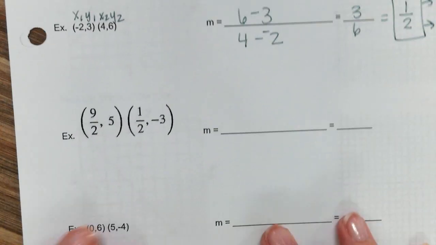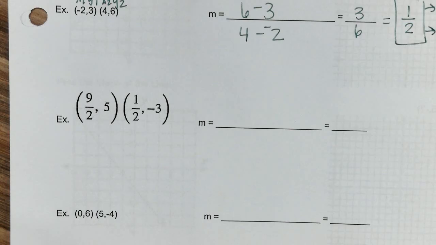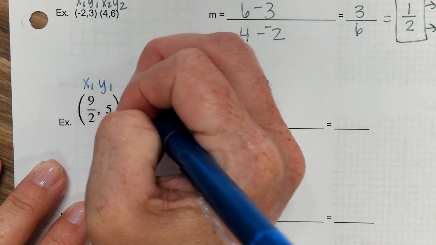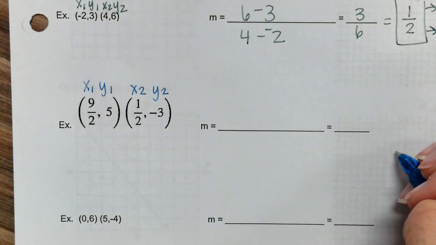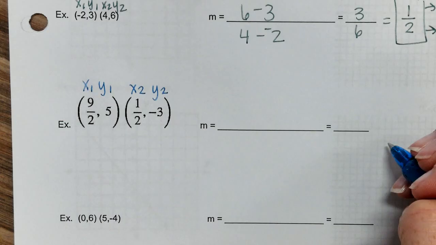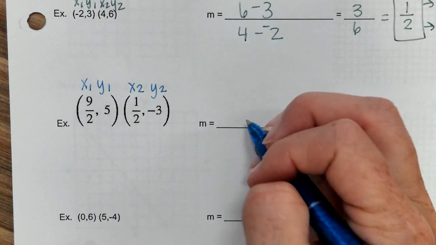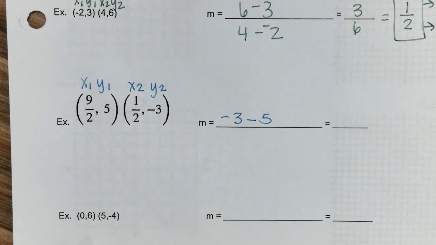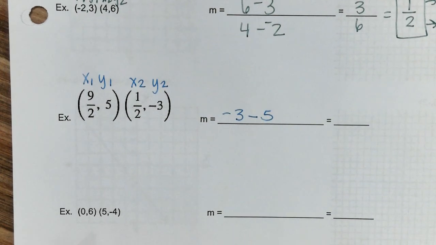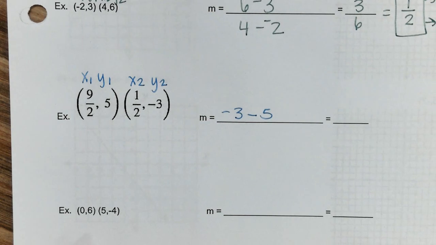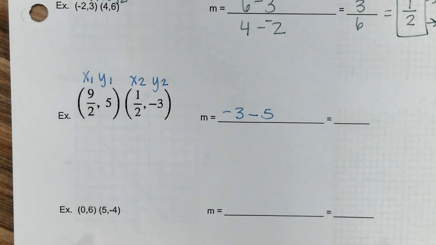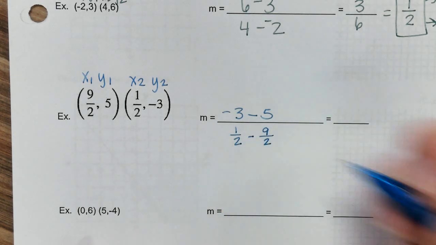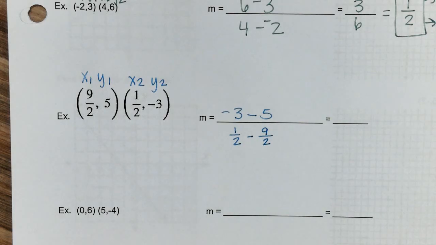All right, let's do the next one. Go label x1, y1, x2, y2. Okay, my formula says y2 minus y1, so you should have put negative 3 minus 5. What am I going to put on bottom? 1/2 minus 9/2. Will my calculator do this one in one step?